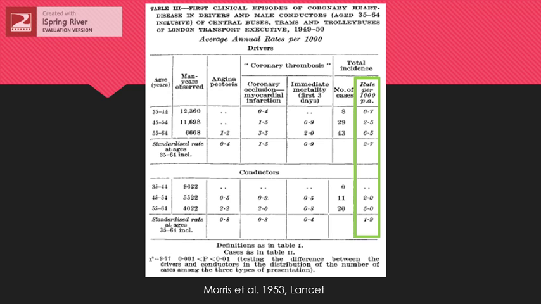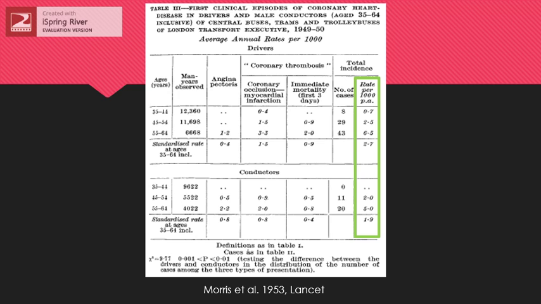Okay, so I know it can be a little bit overwhelming, but we'll walk through it slowly. This is one of the tables from the paper. You're looking at the top here, all of this information is from the drivers. All this information on the bottom is from the conductors. So drivers are more sedentary, conductors are more active, assumably. And if you look here, it's the average annual rates per 1,000.